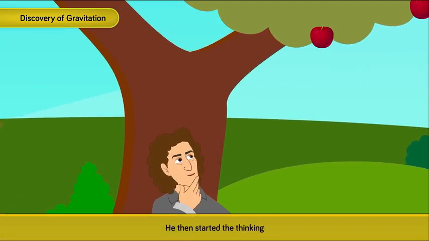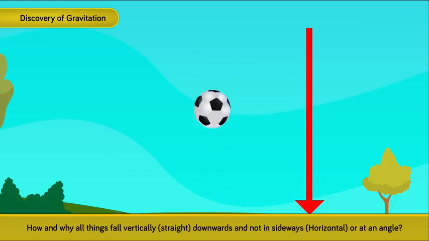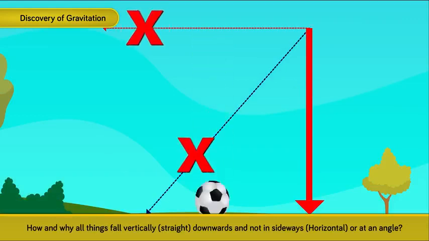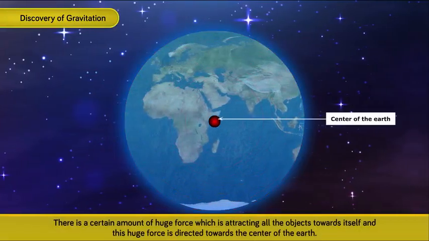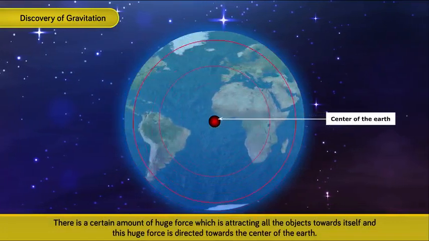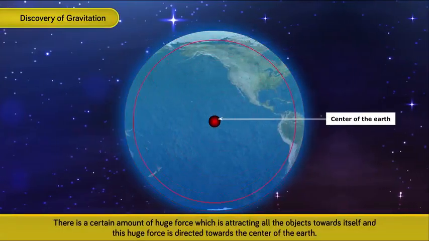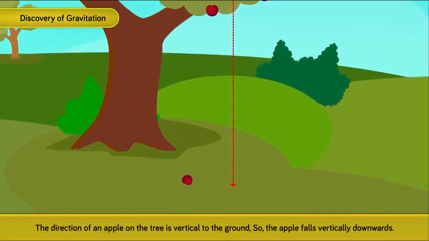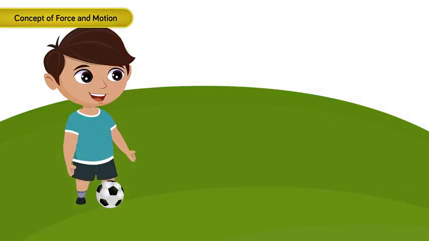He then started the thinking process as to how and why all things fall vertically or straight downwards and not sideways or horizontally or even diagonally. After much thinking, he concluded that there is a certain amount of force which is attracting all the objects towards itself, and this force is directed towards the center of the earth. And as the direction of an apple on the tree is vertical to the ground, the apple falls vertically downward. It is hard to believe, but everything in the world is in motion.